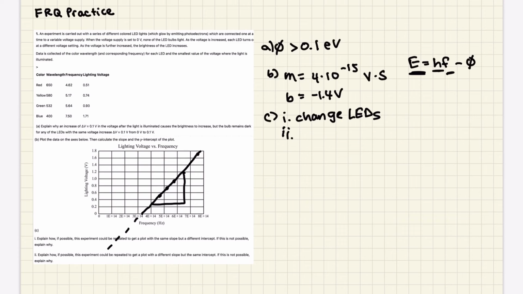Part 2 is you want a different slope but the same y-intercept. This is actually not possible. The reason why is because the slope is Planck's constant, and Planck's constant is, as the name suggests, a constant. You cannot change that. And so that would be our answer for the FRQ.